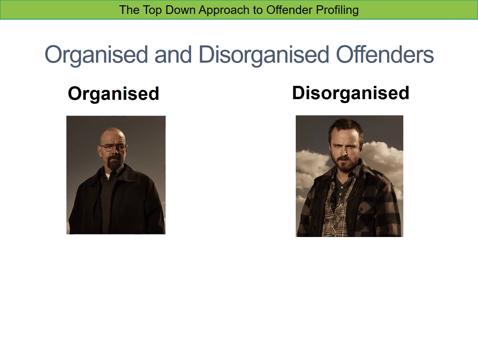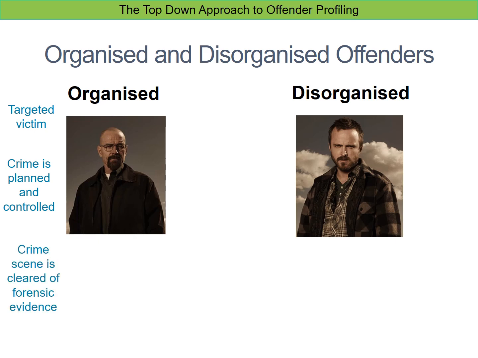Now, the two types of offenders which the top-down approach has suggested are known as organised and disorganised, and they are characterised in the following way. So, organised criminals tend to have a particularly targeted victim, so it's not chosen at random. The crime tends to be planned, so it's premeditated and well controlled. The offender tends to show forensic awareness, so this means that the scene will be cleared of forensic evidence, DNA, fingerprints, and they will move the body from the scene of the crime or they hide it in some way.